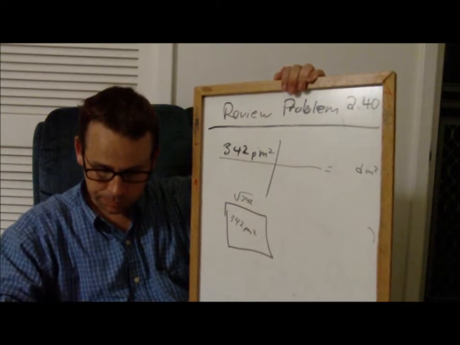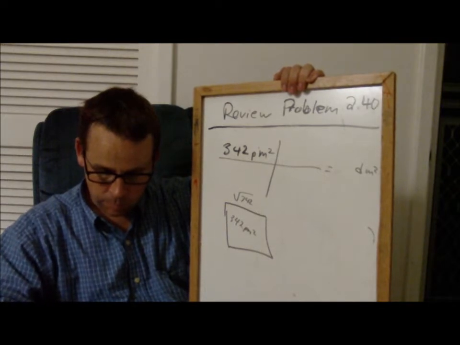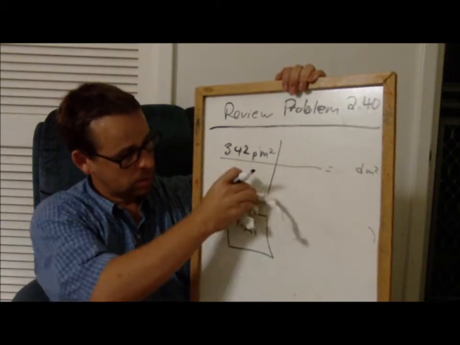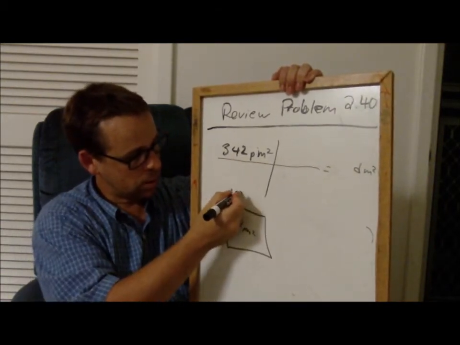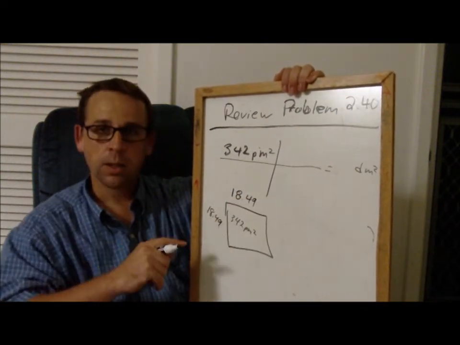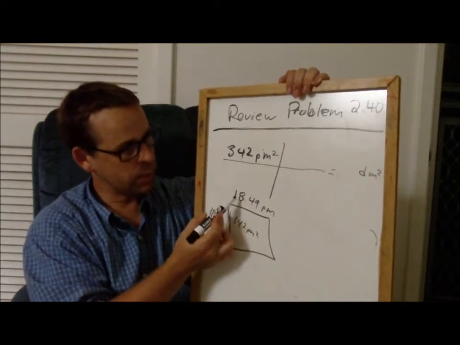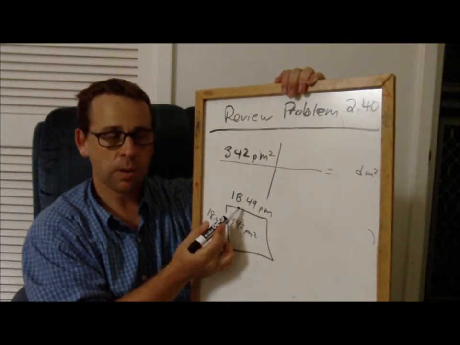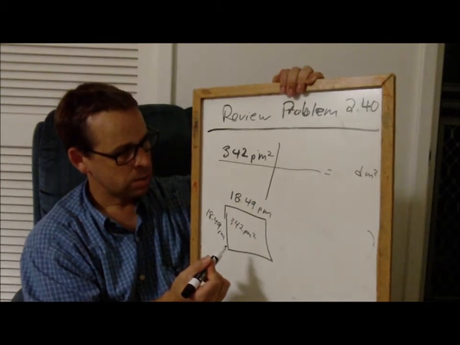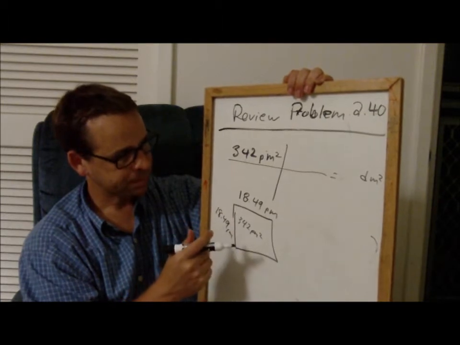So that's 18.49, right? And those are picometers. If we want to convert this picometers to decimeters now, all right? 18.49 picometers. How many decimeters are in a picometer, right?